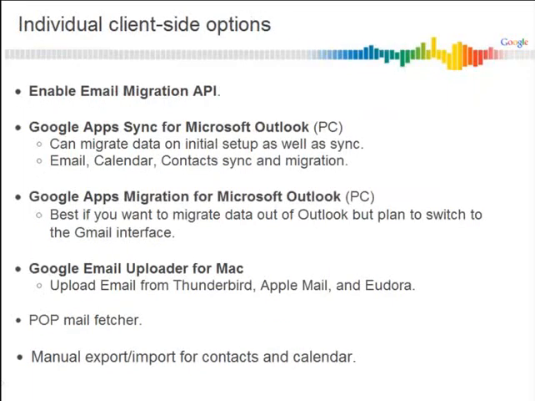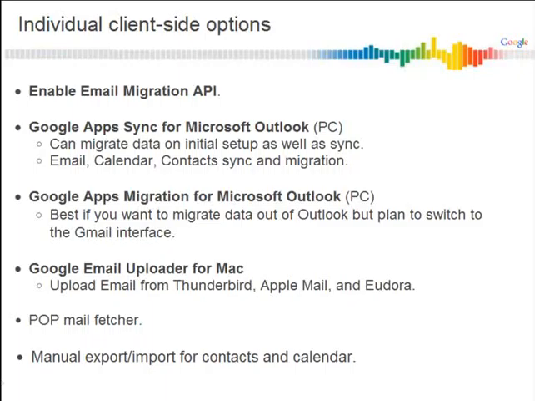If your technical circumstances don't allow for using the Exchange migration tool in either of its modes, or if you'd like to move data for just some of your users, you'll want to take a look at some of our individual client-side migration options. I'll describe each briefly, and please take a look at the Migrate Data section in your setup wizard for more details. The first thing you'll want to do is enable the Email Migration API from within your Google Apps control panel. This is required for any client-side migrations.